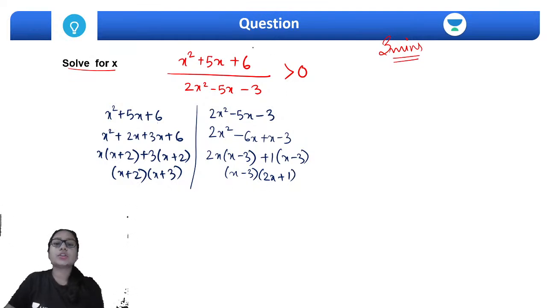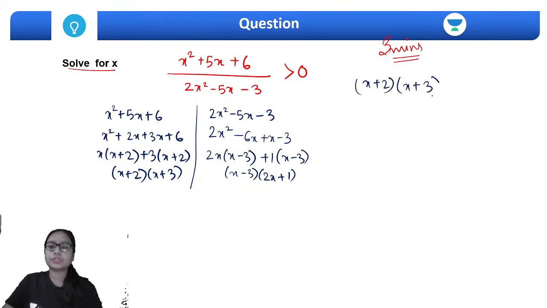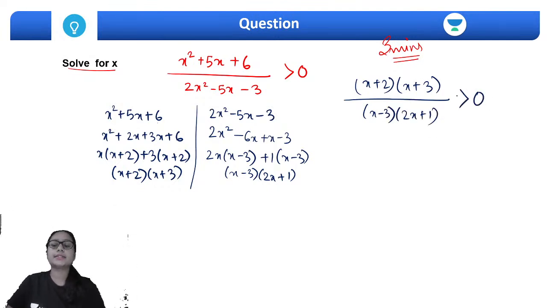Now I can write this inequality in the form (x plus 2) into (x plus 3) upon (x minus 3) into (2x plus 1) is greater than 0. Now I will solve for these inequalities separately. Yes, so what is the answer? 3 to infinity. Alright, so now we can find the values for x for the numerator, then the values of x for the denominator, and then the common range would be the answer. I hope this question is clear to you now.